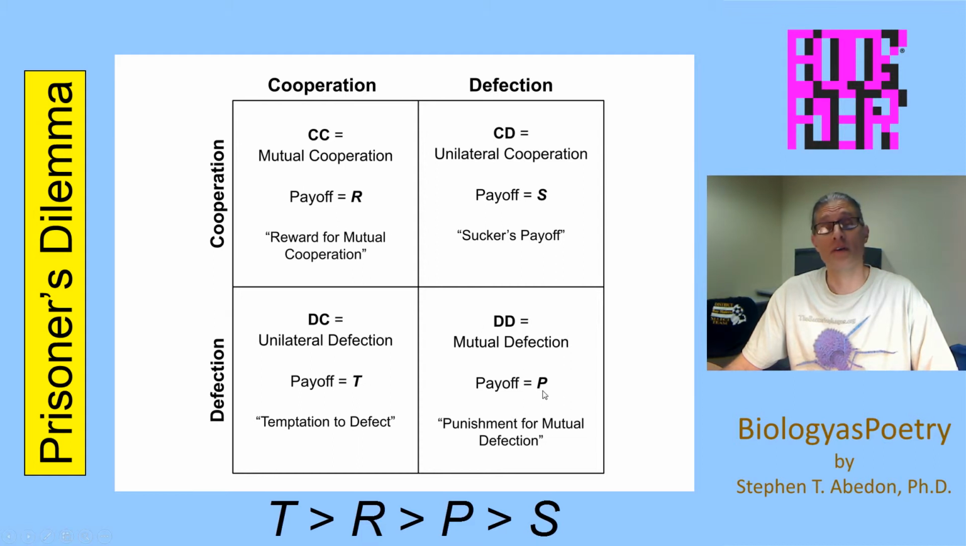The situation where the payoff value T is greater than the payoff value R, which in turn is greater than the payoff value P, which in turn is greater than the payoff value S, that we call a prisoner's dilemma. In a prisoner's dilemma, it doesn't matter what the individual, that is the other player, does.